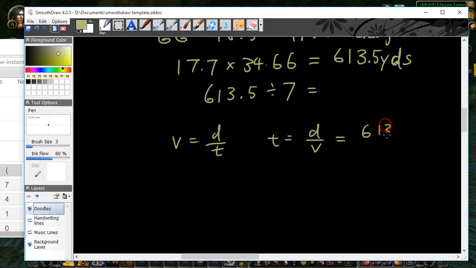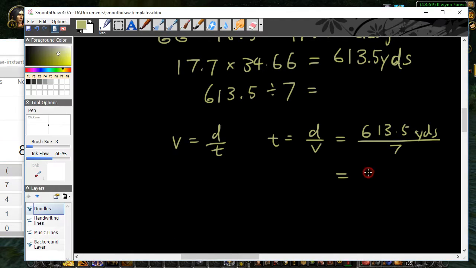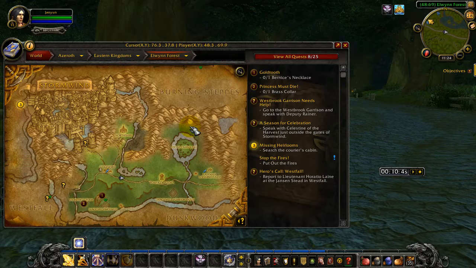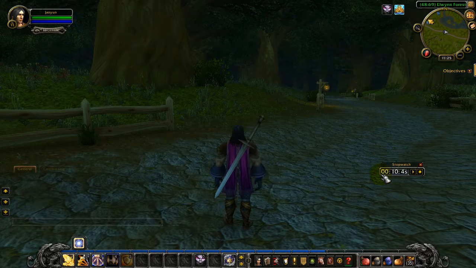So 613.5 yards divided by the speed, 7 yards per second, will give me the time. So let's try that. Divided by 7, and the answer is 88 seconds. So let's check that now and see how long it's going to take me to get to the Tower of Azora. It's going to be an approximation because the road is not straight, but if I just run from now to Tower of Azora and I time it, it should be very close to 88 seconds.